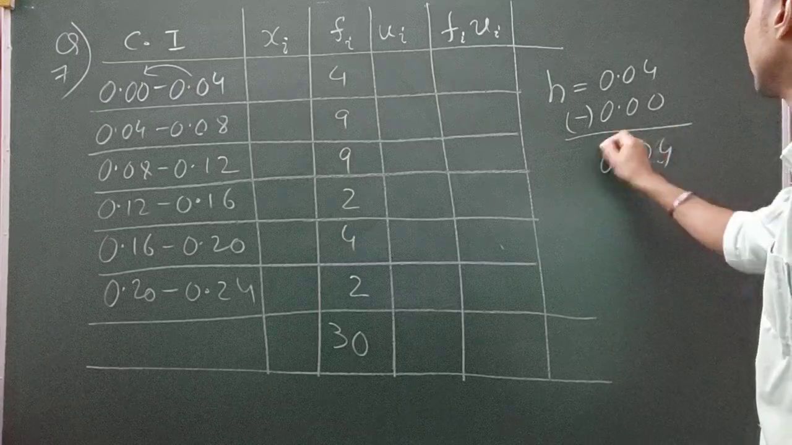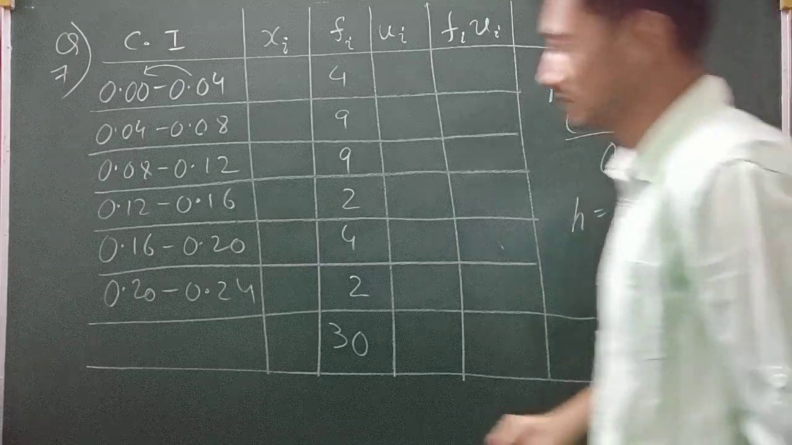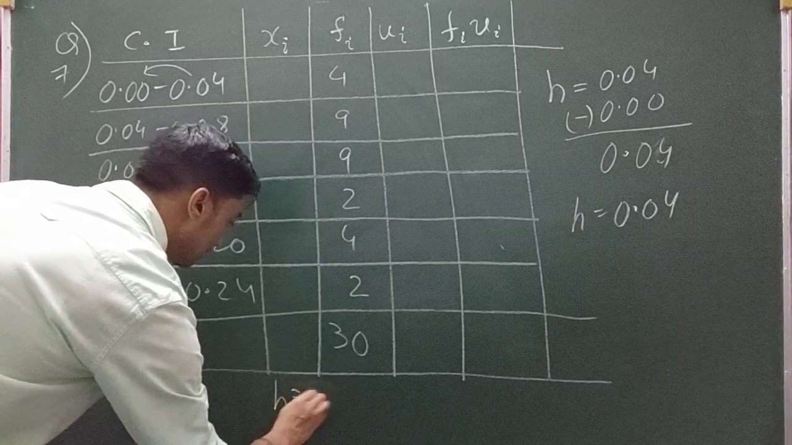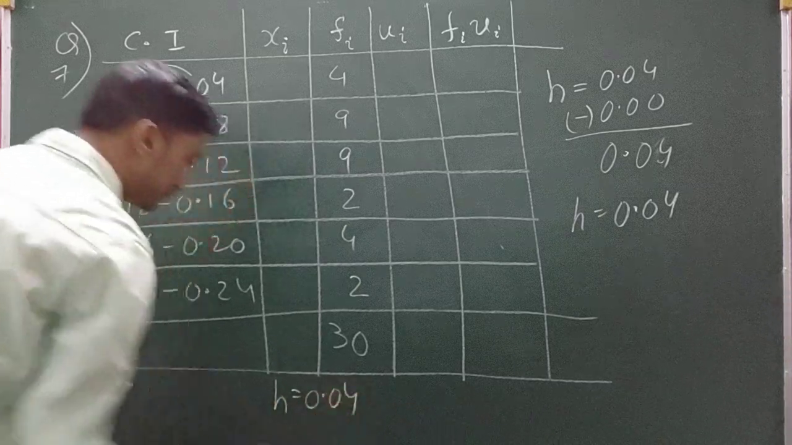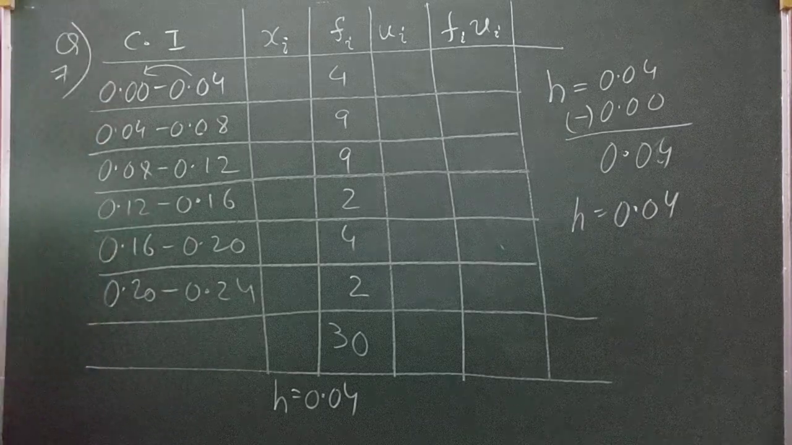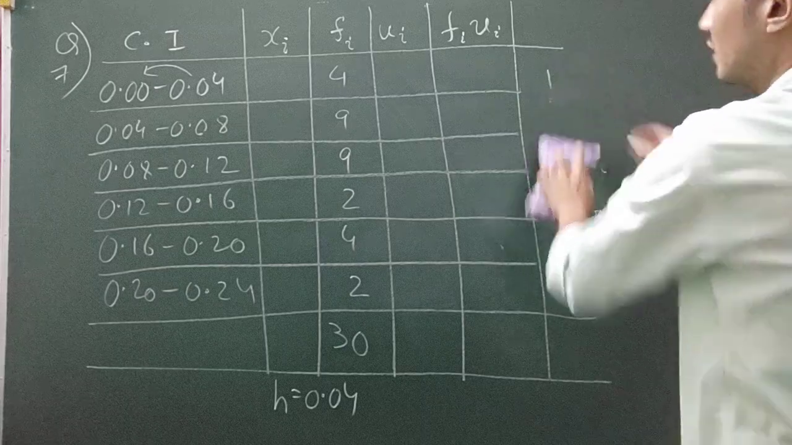So the class width here is 0.04. That we will keep. I'll just write it down here. So the class width is 0.04. Mid value, I think you can guess the mid value. Middle value or the class mark. Class mark is how much?